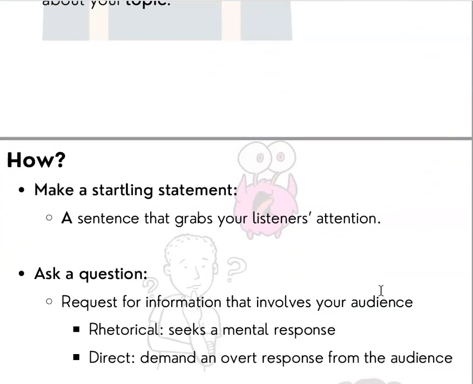First, you can come up with a startling statement. It is a sentence that grabs your audience's attention. For example, you can enter and start with, all of you are murderers. When you say that, everyone will be startled and thinking, why is this speaker saying so? And then you go on and proceed saying, all of you are using automobiles, so you are actually polluting and killing the environment. Okay, that is a startling statement.